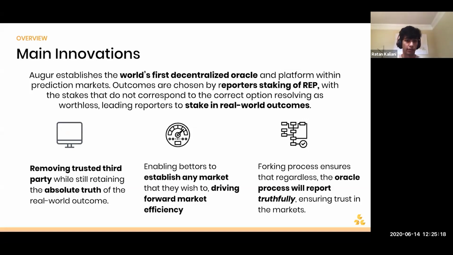So basically, by reporters staking rep on real world outcomes, it drives towards market efficiency, and Augur's platform ensures that the oracle process will report truthfully and that within these prediction markets, the outcome is being resolved in a peer-to-peer process, which involves all users. So, yeah.